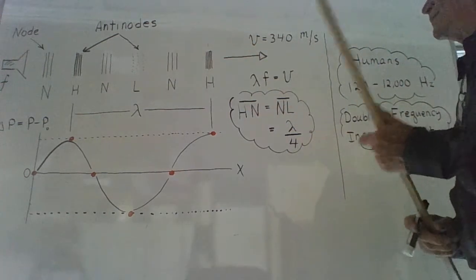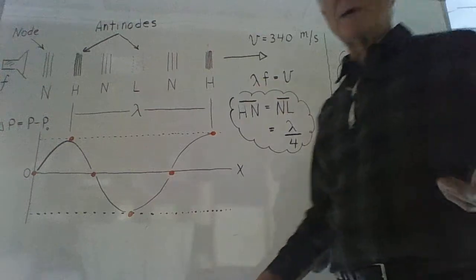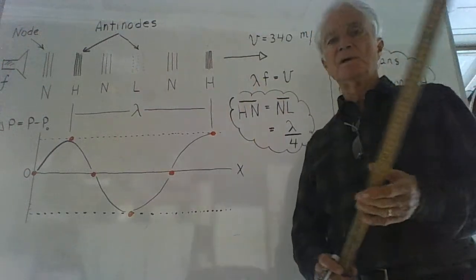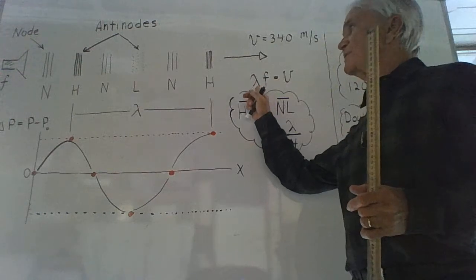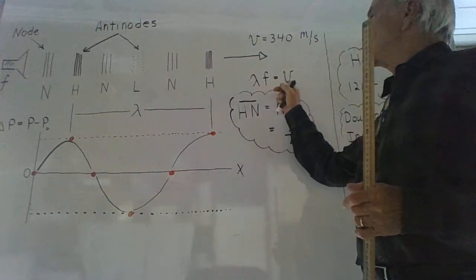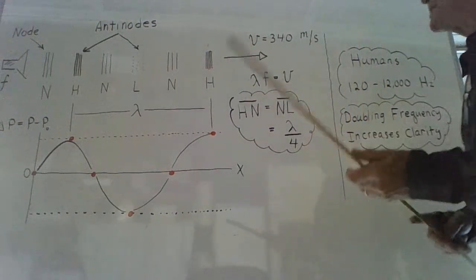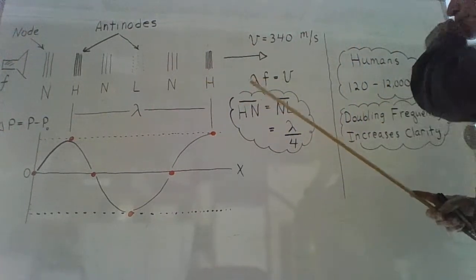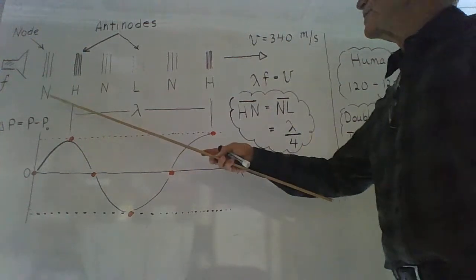Now, the sound wave propagates according to a wave equation that you've seen before. The product of the frequency of the wave and the wavelength of the wave is the speed of the wave, in this case 340.